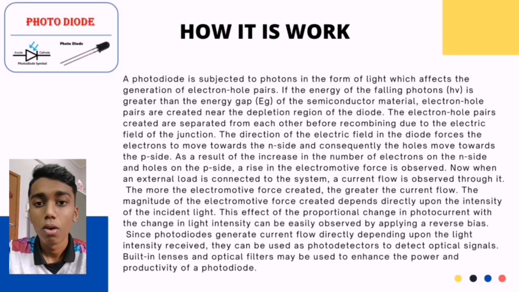This effect of the proportional change in photocurrent with the change in light intensity can be easily observed by applying a reverse bias. Since photodiodes generate current flow directly depending upon the light intensity received, they can be used as photodetectors to detect optical signals. Built-in lenses and optical filters may be used to enhance the power and productivity of the photodiode.